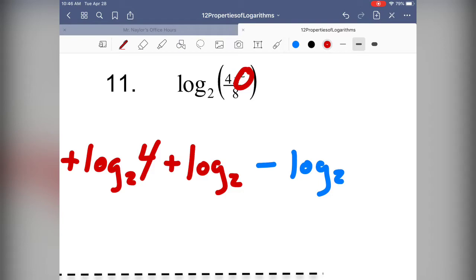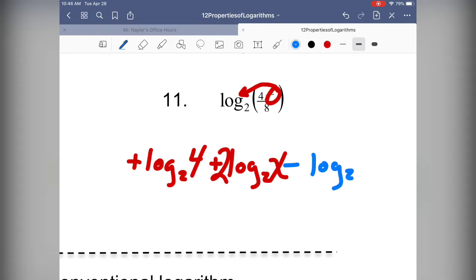But are you ready to take that 2 and bring it out front? So I can put a 2 out front, and I can just put an x here. And I'm ready to fill in my 8. So whatever's in the numerator is the added, and whatever's in the denominator is the subtracted. And I've expanded this into 3 logs.